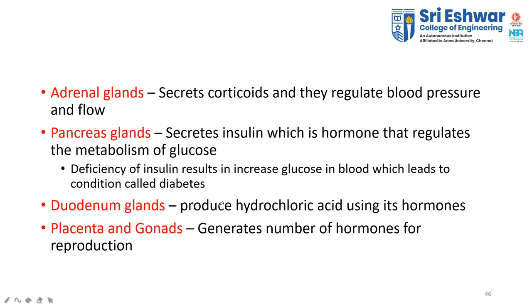Next we have the adrenal glands, which are used to regulate blood pressure and flow, and the pancreas gland, which secretes insulin. It plays a vital role in diabetic patients. Why are diabetic patients taking insulin? Because a deficiency of insulin results in increased glucose in the blood, which leads to a condition called diabetes. If insulin secretion by the pancreas is not sufficient, the patient is affected by diabetes. Once the person is affected by diabetes, they are advised to take insulin.